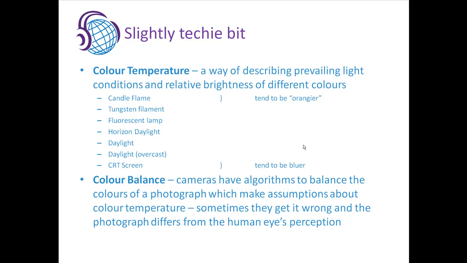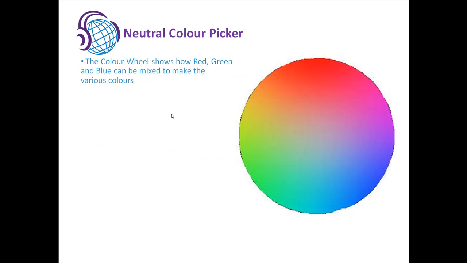And then we have colour balance. It's to do with the algorithms that cameras have, where they balance the red, green and blue pixel levels of colour. They kind of make assumptions about the colour temperature as a result of that, and when they get that wrong, the photograph differs from the human eye's perception a bit, and colour balance is something we have to correct, and Picasa gives us a way of bringing the colour balance back to something that looks natural with the colour temperature. Okay, so let's have a look at this wheel first.